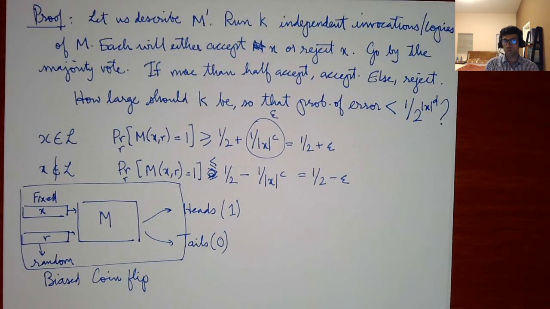Obviously, if you do one coin flip, you're not going to be that confident. You could have a lot of error. What about 2? What about 3? What about 100? You need to understand the probability of error as a function of coin tosses. And naturally now you need tools from probability theory to answer this question.